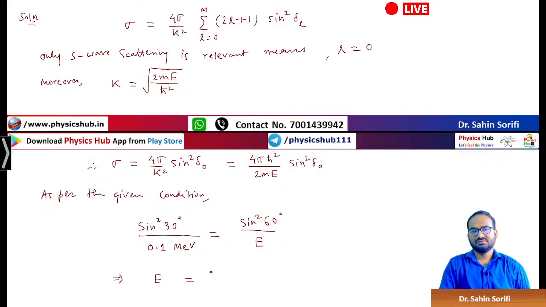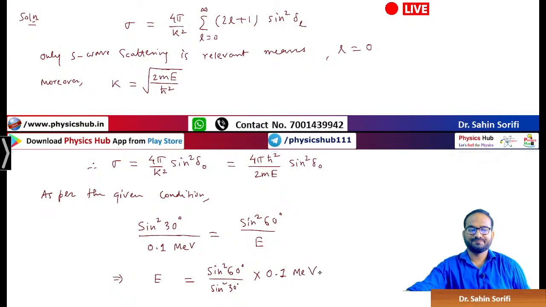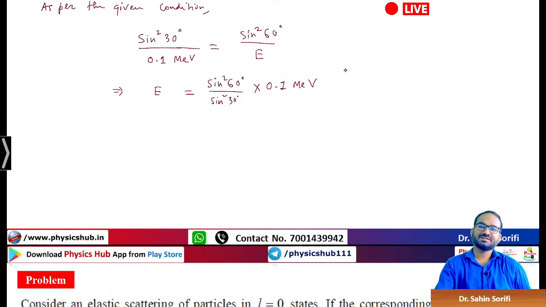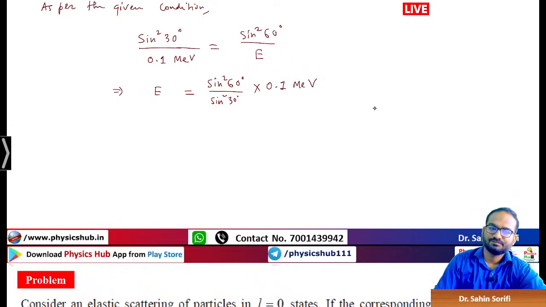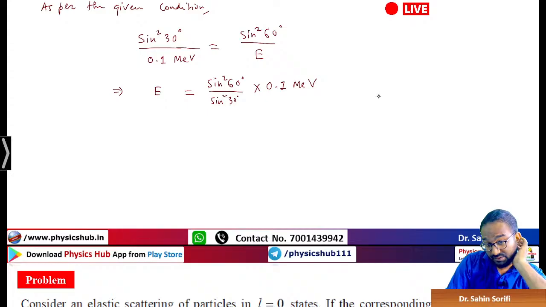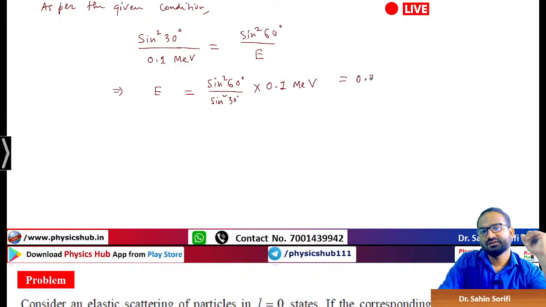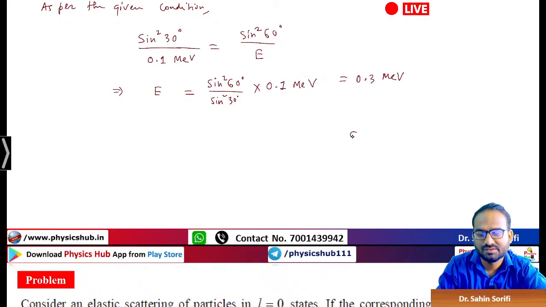So energy E is equal to sin square 60 degree by sin square 30 degree times 0.1 MeV. Sin 60 degree is root 3 by 2, and sin 30 degree is 1 by 2. So root 3 by 2 whole square is 3 by 4, and 1 by 2 whole square is 1 by 4. So it is 3 into 0.1, 0.3 MeV. That's matching with option B.